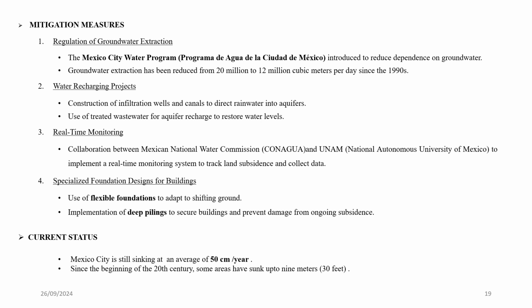The fourth is specialized foundation design for buildings. Use of flexible foundations to adapt to shifting ground. Then implementation of deep piling to secure buildings and prevent damage from ongoing subsidence.